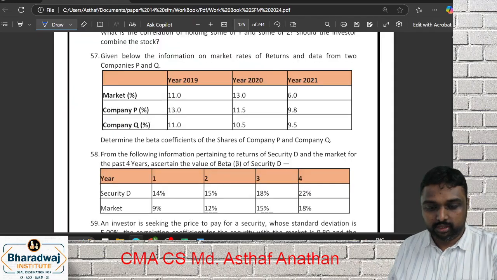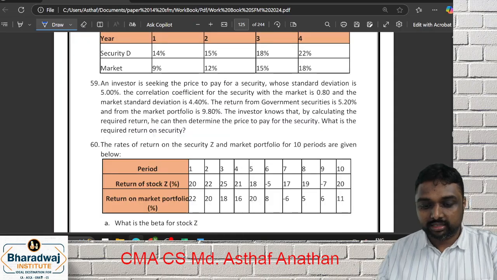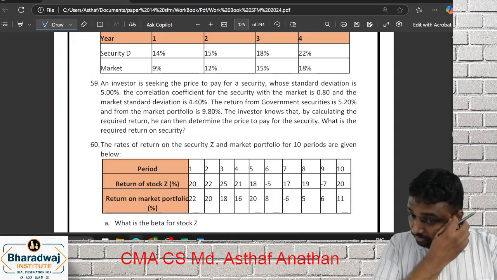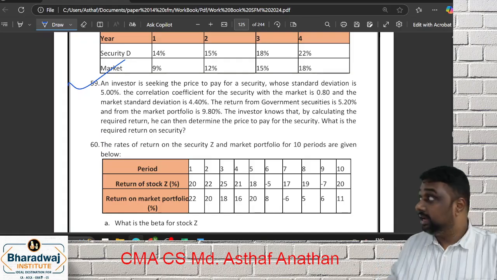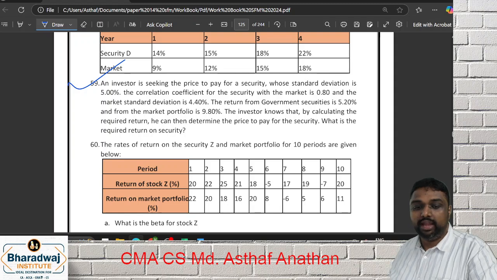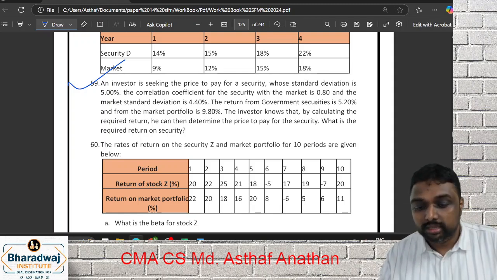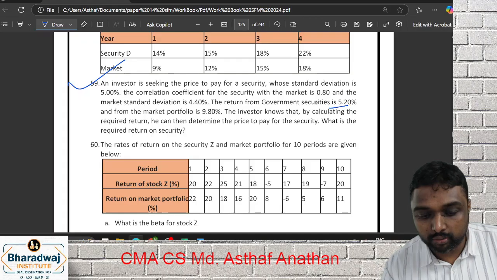Here they are asking beta, same model only. Now here onwards, they were asking about our intrinsic value concept. They were giving standard deviation is 5, correlation is 0.8, market standard deviation is 4. These are all relevant for the 2-mark question. Return of government is 5.2, market is 9.2. They want to know what is the return.